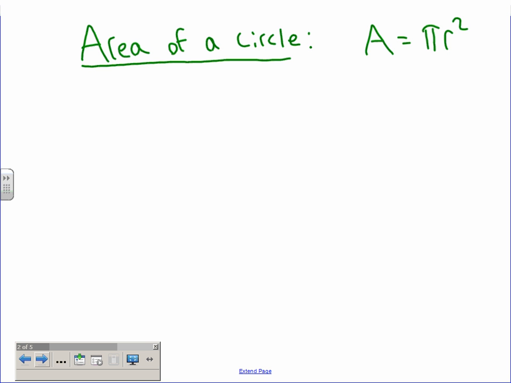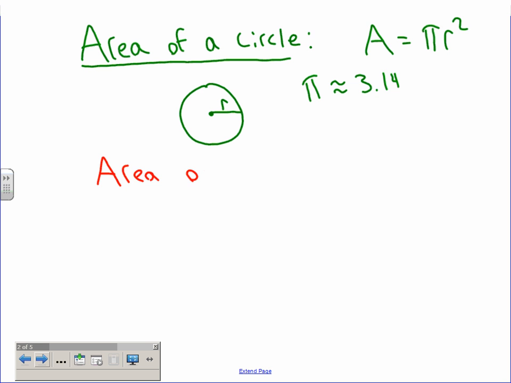So that's an important shape. So if I have a circle here with the radius r, I can find the area of that circle by using pi times r squared. Remember, pi is approximately equal to 3.14. So we'll need to know that formula.